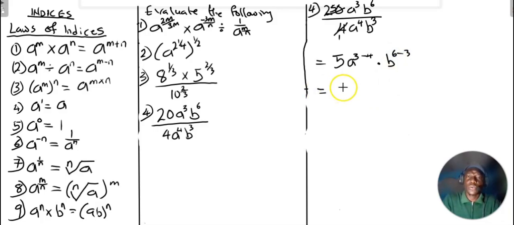This is equal to 5 times a raised to the power 3 minus 4, which gives us minus 1. So that's a raised to the power minus 1. Then b raised to the power 6 minus 3 is 3, so b raised to the power 3. And this is our final answer.